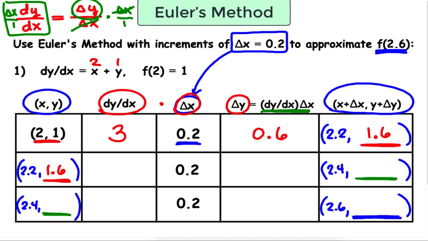All right, let's repeat the process. This time we'll repeat it in green. x is 2.2, y is 1.6, making the derivative 3.8.